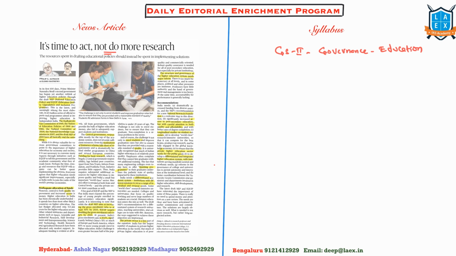Today we have privatization of higher education, more and more private universities, and also foreign universities are coming up. In this context, what are the problems and challenges, and how shall we address them? So obviously this comes into the GS paper 2. Under governance, we have education as the topic.